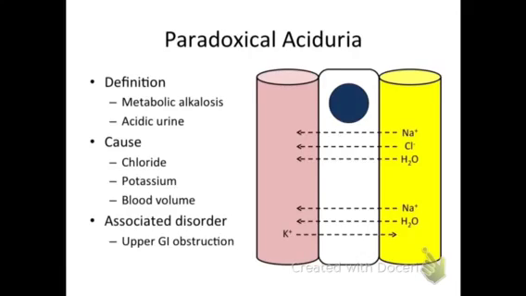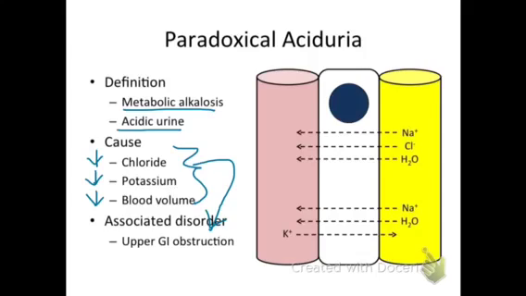Paradoxical aciduria is the production of acidic urine in the presence of a metabolic alkalosis. Paradoxical aciduria occurs when there is a total body depletion of chloride and potassium, and there is a drive to conserve water due to a decreased blood volume. This trifecta most commonly occurs with upper GI obstruction and loss of a large amount of hydrochloric acid in water.